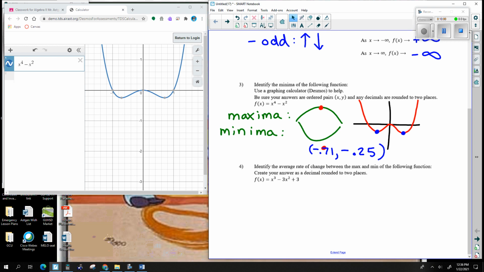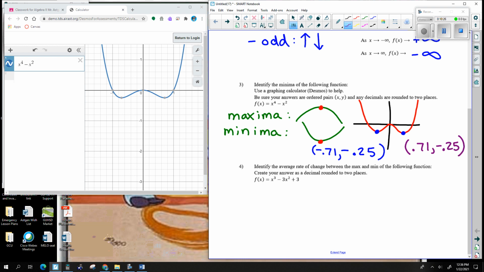But that's not all of the minimas. There's another one. So that's one of them. The other one occurs at positive 0.71 and negative 0.25. So it occurs at positive 0.71 and negative 0.25. Those are the two minimas that I have.